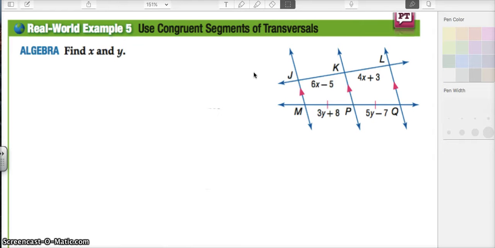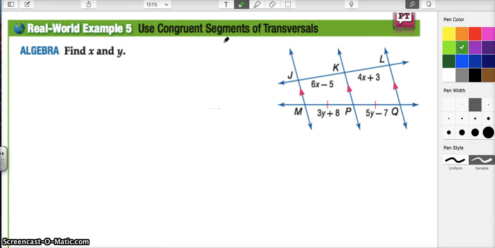So with all that knowledge, let's apply it to our last example. Here we're going to look for X and Y. We see that we've got these parallel lines, and they're cutting this transversal into equal parts as denoted by these hatch marks. Therefore, this is equal as well. So I have the equation 3y plus 8 is equal to 5y minus 7 because these have to be equal. And similarly, JK and KL are equal.